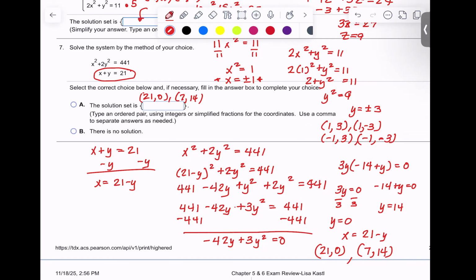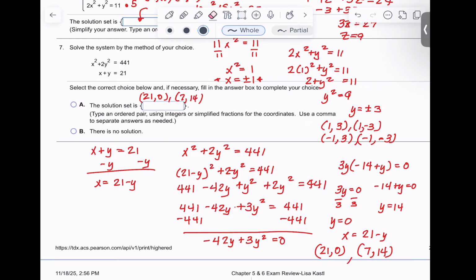Now let's try the second ordered pair. I have 7, 14. 7 plus 14 is 21. It works in the second equation. So I need to square the 7, which is 49. And I need to add 2 times 14 squared. And I get 441. So those are the ordered pair solutions to this system of equations.